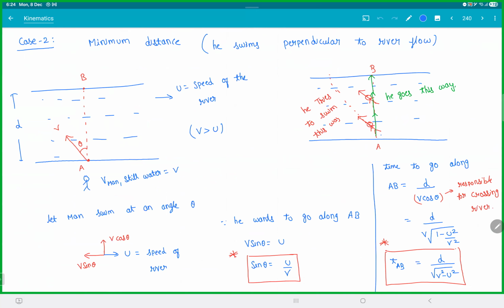Case 2, minimum distance. When you're going to the opposite point, you're swimming at a speed v at an angle theta. Sine theta will be u by v, and the time taken is d by root over v square minus u square, because you're swimming with the speed of v cos theta, right?